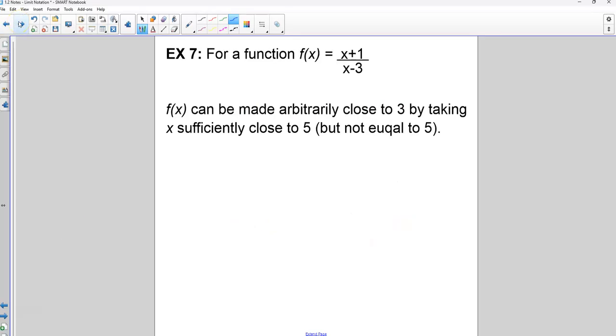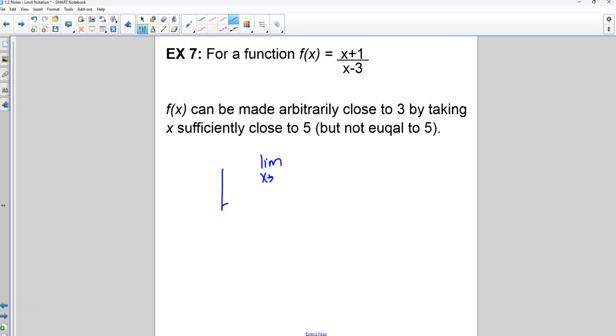I hope you don't run into this, but it could happen where they've used that definition. For a function f of x equals x plus 1 over x minus 3, f of x can be made arbitrarily close to 3 by taking x sufficiently close to 5, but not equal to 5. Okay, so I know it's a limit just because we're getting arbitrarily close. Think of you're getting closer and closer and closer to something, which is what you're doing when you're doing a limit. So I know I'm doing a limit, and I know underneath my limit has to be x approaches something. That's always the case.